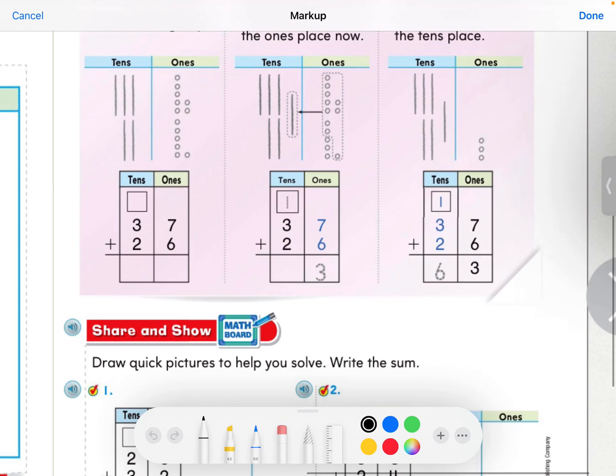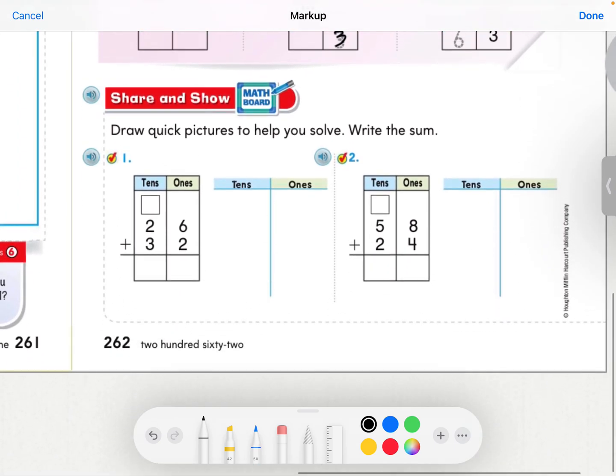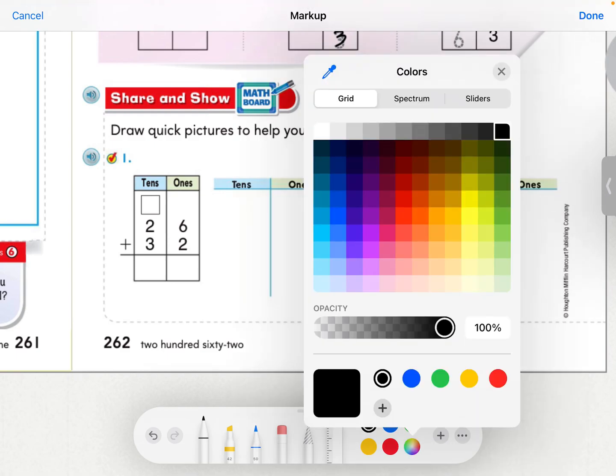As you can see up here, they did create a 10. So they circled their 10 ones and they moved it over and made a 10. They recorded that they had 3 ones left over and made 1 ten and added it to the tens part of our add-ins. And then they went through and they added 1 plus 3 plus 2 is 6. The directions for numbers 1 and 2 say that we're going to draw quick pictures to help us solve, and then we're going to write the sum.